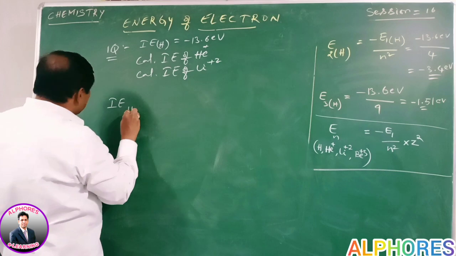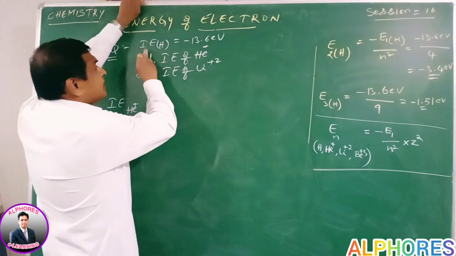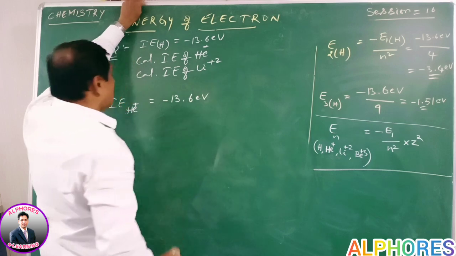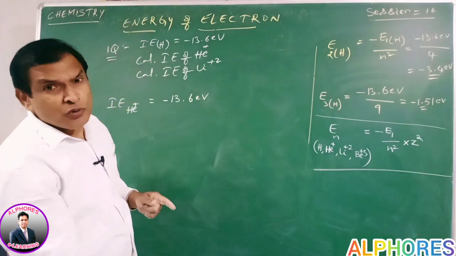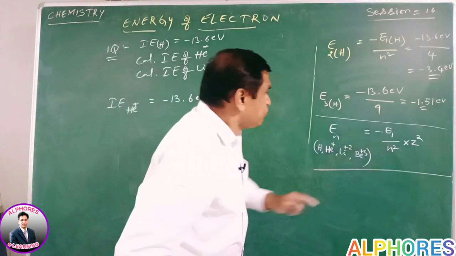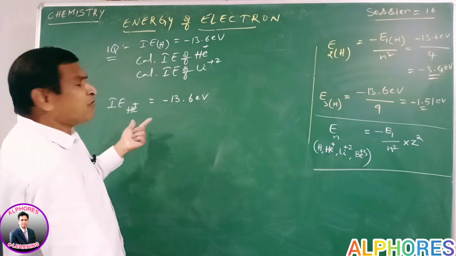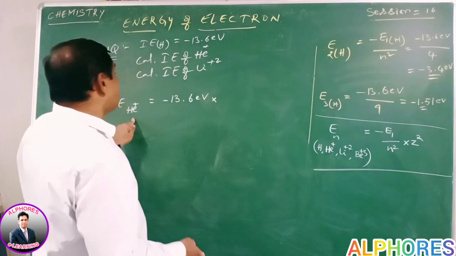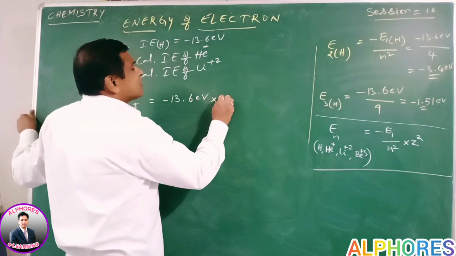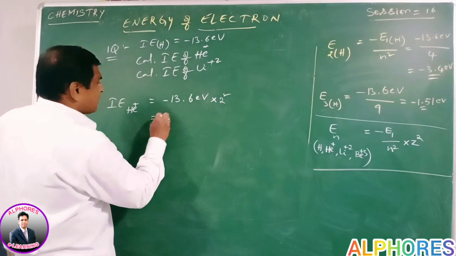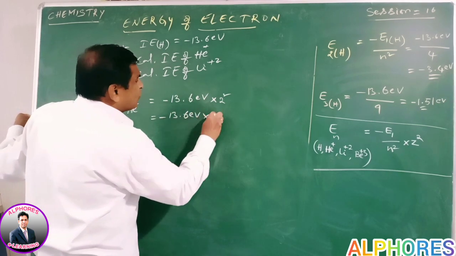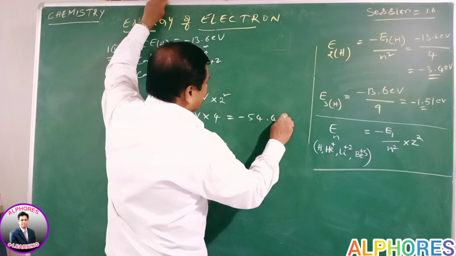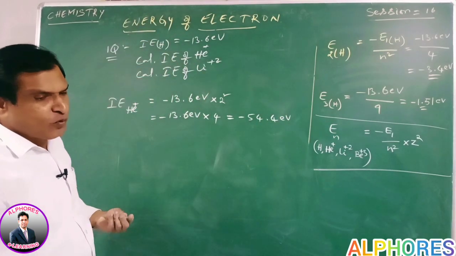The ionization energy of helium plus ion is equal to the ionization energy of hydrogen atom, that is minus 13.6 electron volts, by n square into z square. As we know, in helium the electron is present in the first orbit only, so no need to mention by 1 square, into z square. Z for helium, the atomic number, is 2 square. That means 2 square. And in the next step, minus 13.6 electron volts into 4 gives minus 54.4 electron volts.